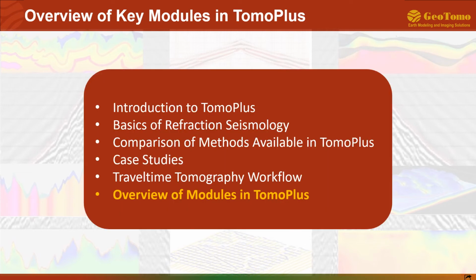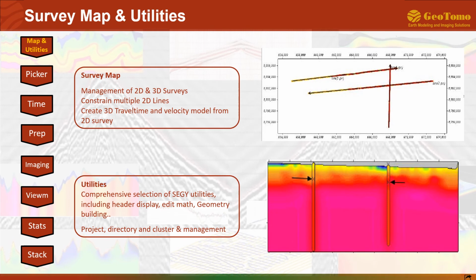Now let's review the main functions of the modules in TomoPlus. Survey Map enables management of 2D and 3D projects with multiple SEG2020 files. Survey Map also tracks multiple 2D lines, automatically tying their velocity models and datums and statics at crossing points. A 3D travel time and velocity map may be created from a multi-2D line survey. TomoPlus also has a comprehensive range of SEG2020 file, project, and cluster management utilities.